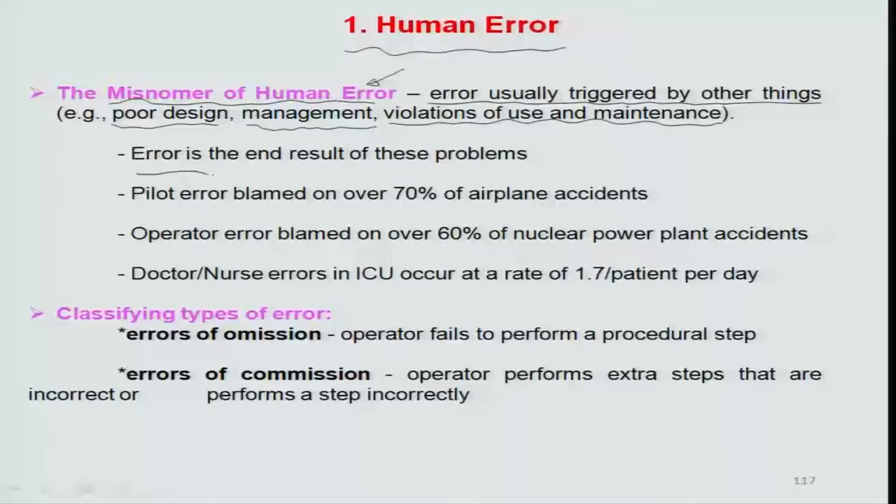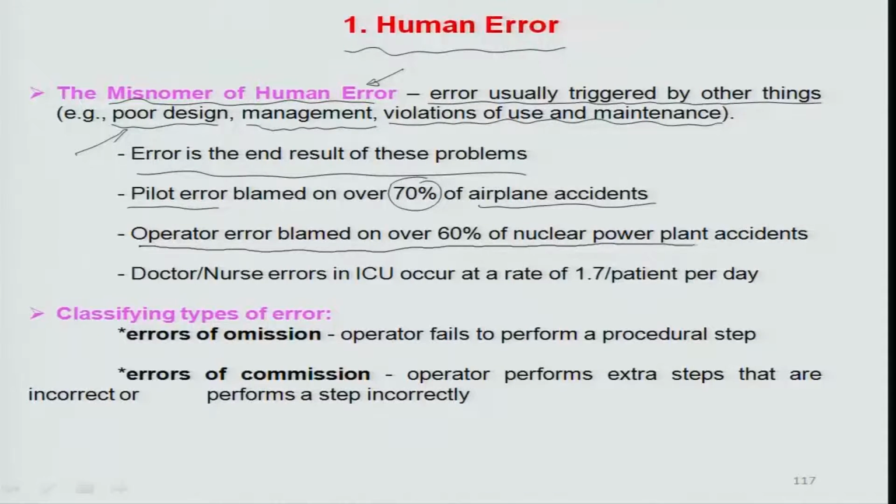So generally the human errors would happen because of some other causes. So error is the end result of some of these problems, okay. I just indicated these problems in the last step here. For example, if we look at airplane accidents, the pilot error is only about 70% of all such accidents, okay, or the operator error blamed on over 60% of nuclear power plant accidents.